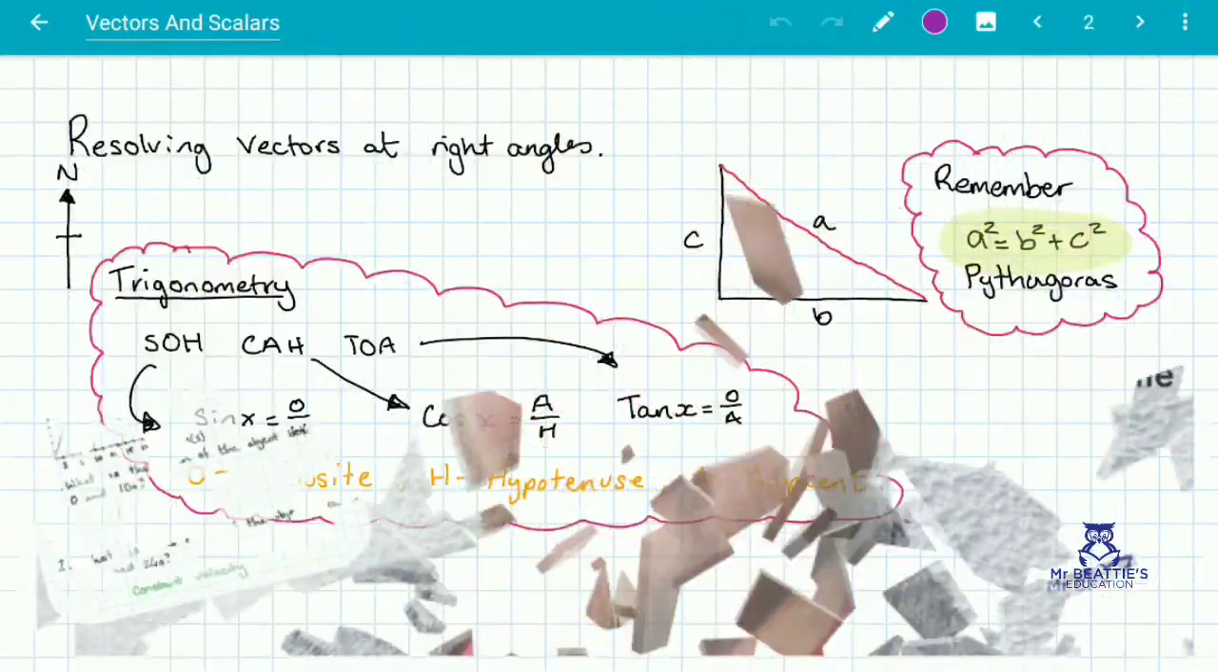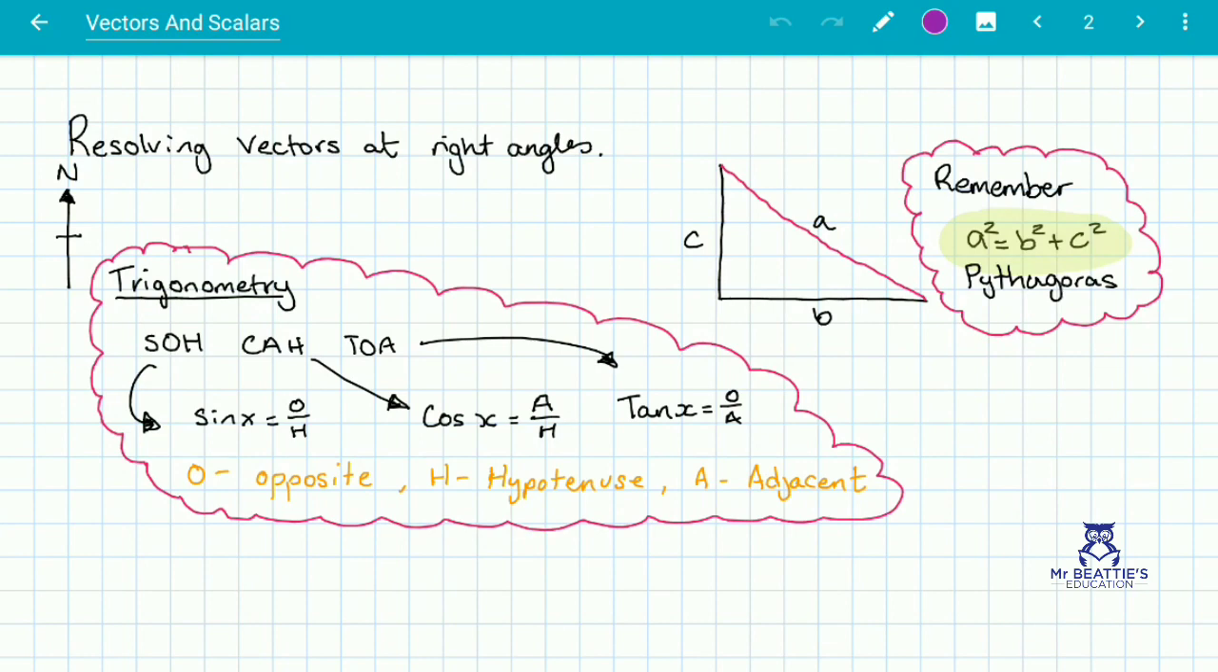Hi everyone, before we start this video I'm going to assume that you've all watched the previous video entitled Vectors and Scalars. If you've not watched that video, go back and watch it, and then this one will make a whole lot more sense.